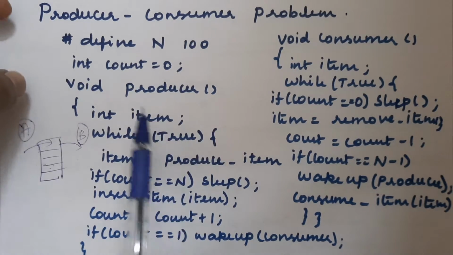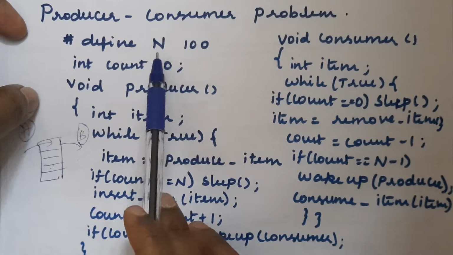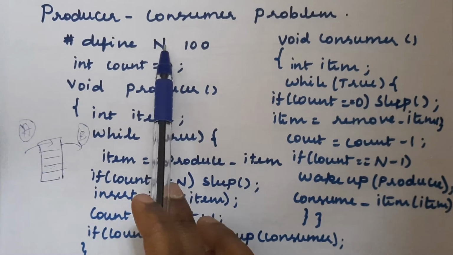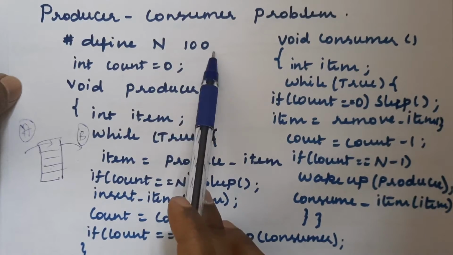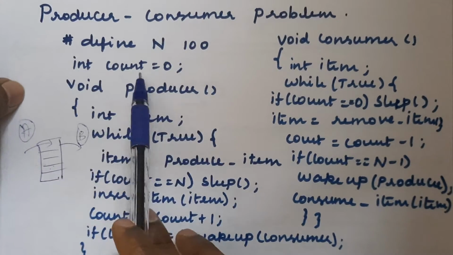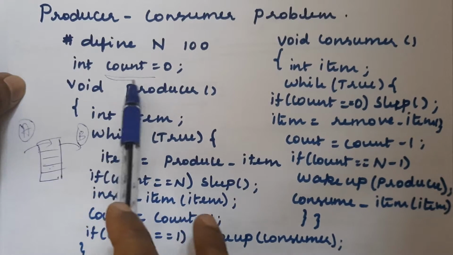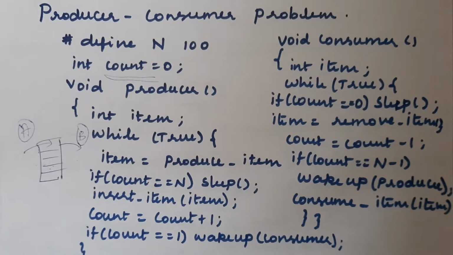Here we have initialized the n value. n is the bounded buffer size, the maximum size of the buffer, so let it be 100. int count = 0. Here we use one variable called count, which is used to find the number of items in the buffer.